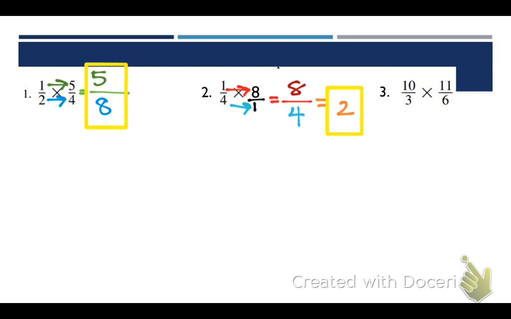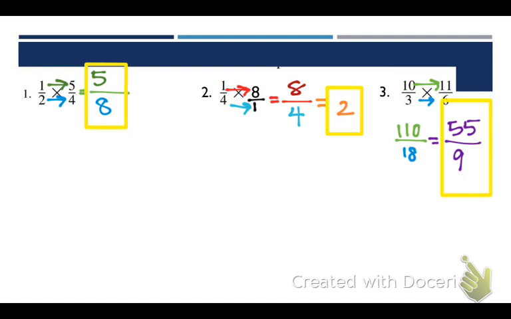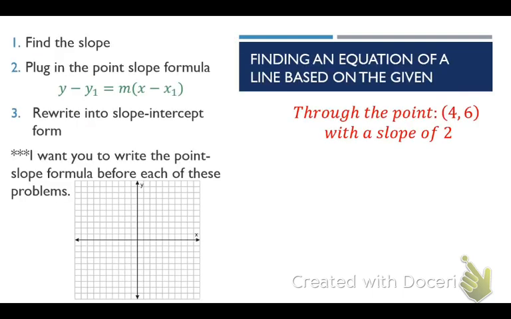All right, and then the last one, 10 times 11 is 110. And then 3 times 6, 18. Does this reduce? They're both even. So what are they both at least divisible by? 2. What's 110 divided by 2? 55. What's 18 divided by 2? 9. Can they reduce any further? They cannot. So that's it. So in math, you reduce if you can reduce. So especially with slopes.